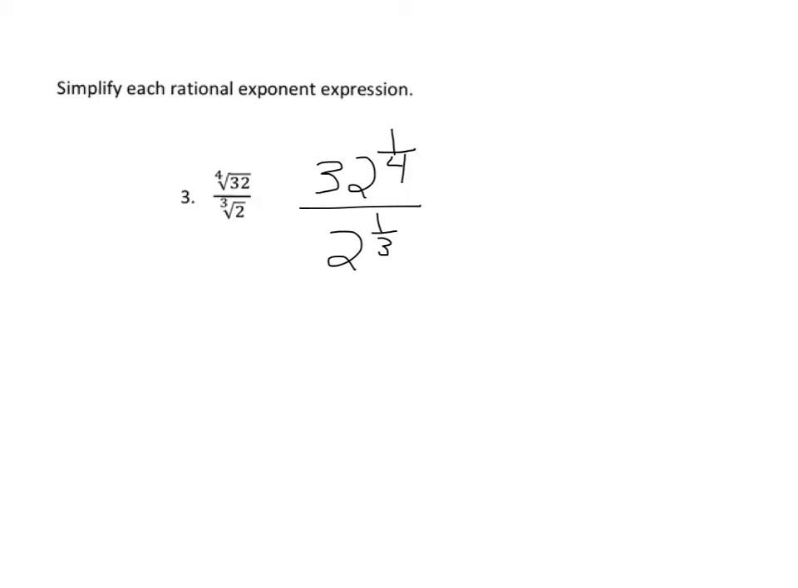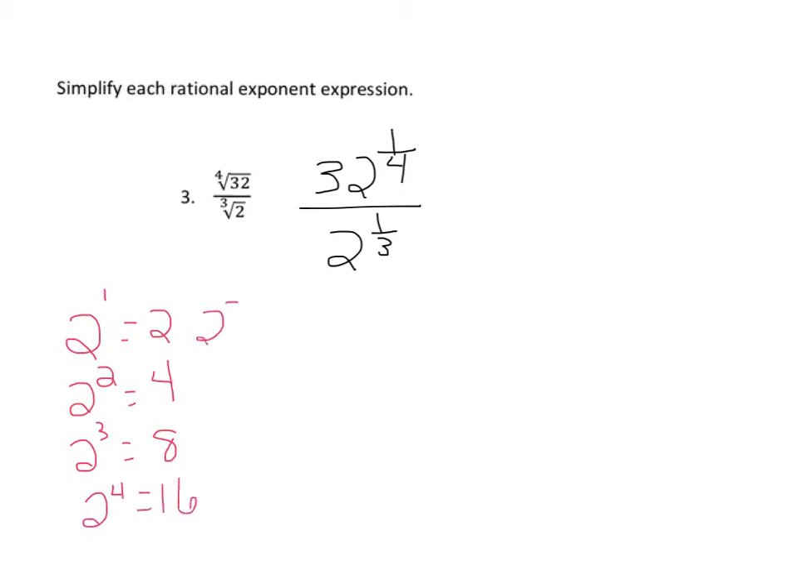And luckily, I know that I can go down the list and do 2 to the 1st power is 2. 2 to the 2nd power is 4. 2 to the 3rd power is 8. 2 to the 4th power is 16. 2 to the 5th power is actually 32. Some of you might have known right away that 2 to the 5th power is 32. So we can actually replace 32 with 2 to the 5th, still raised to the 1/4 over 2 to the 1/3.